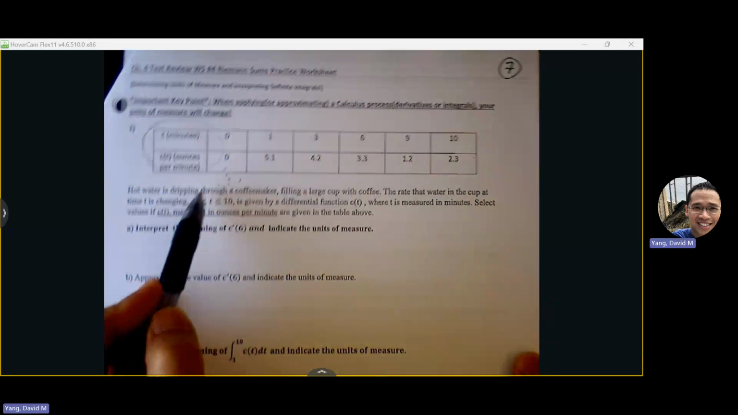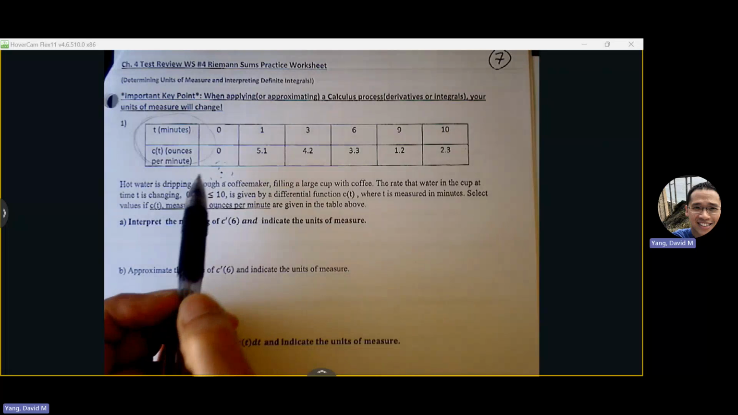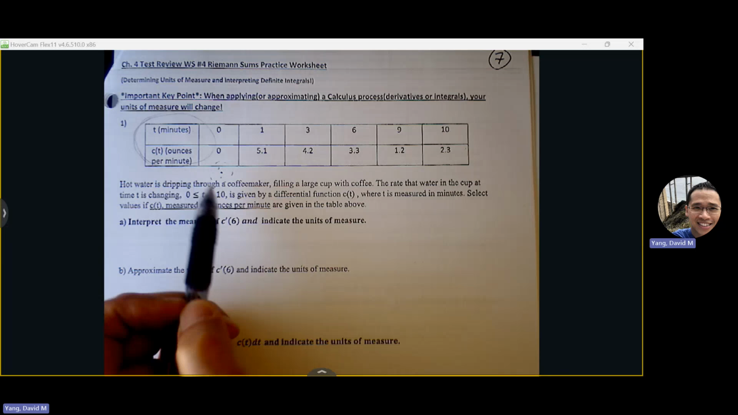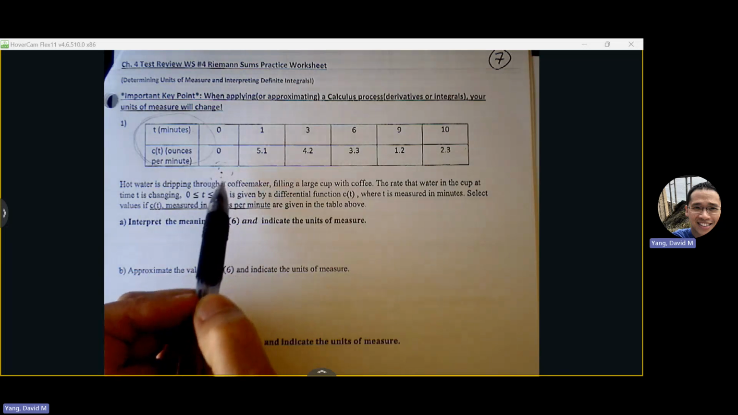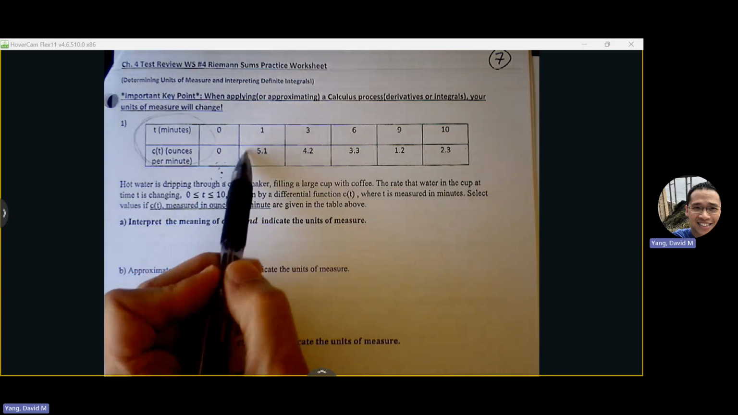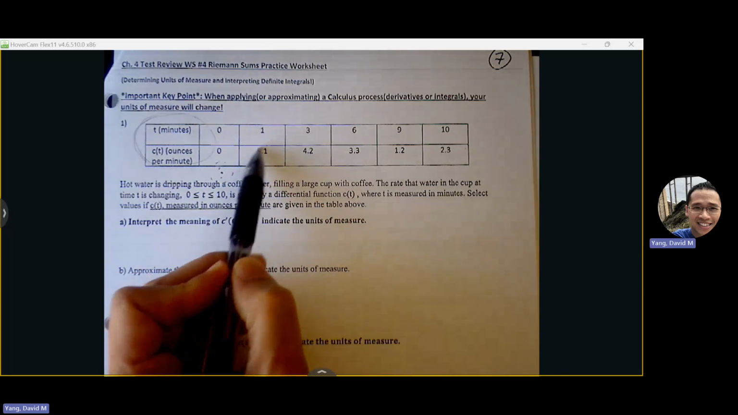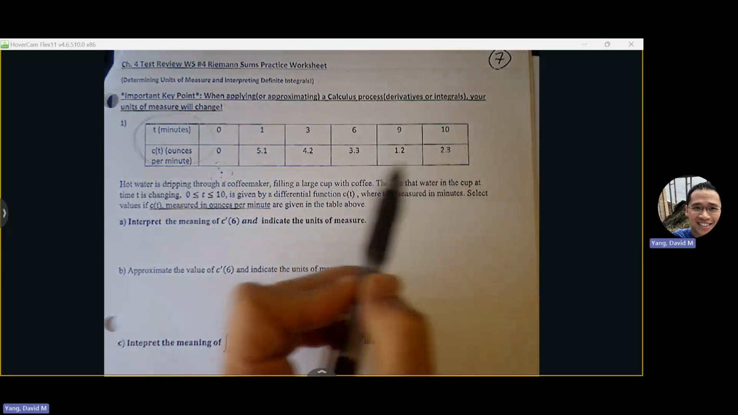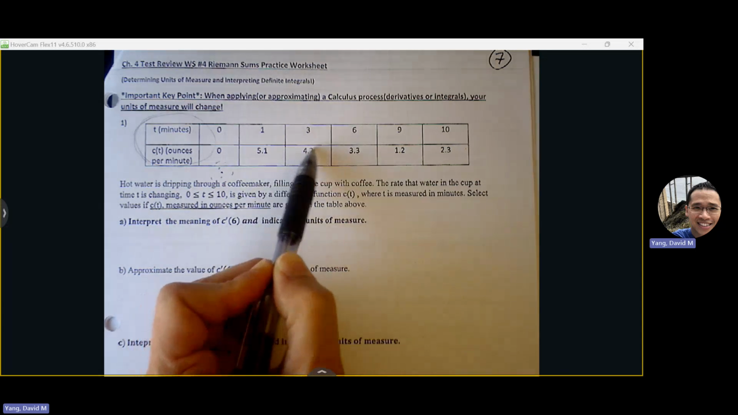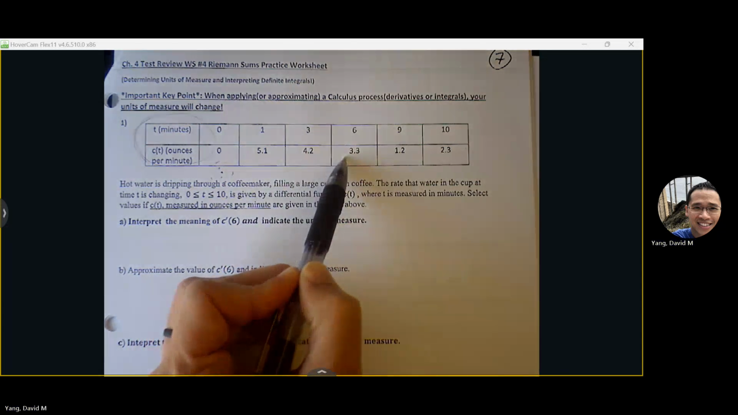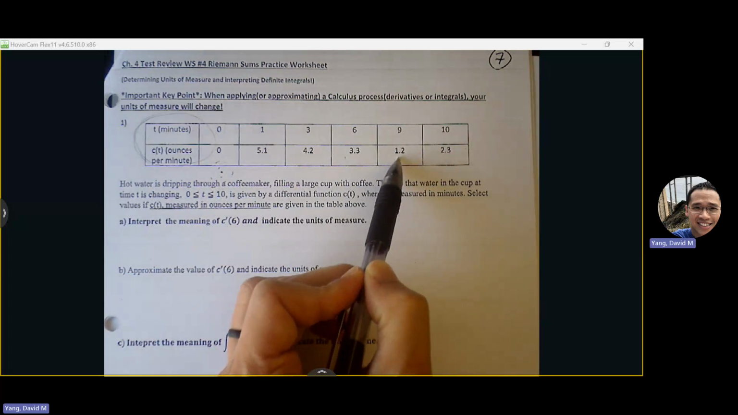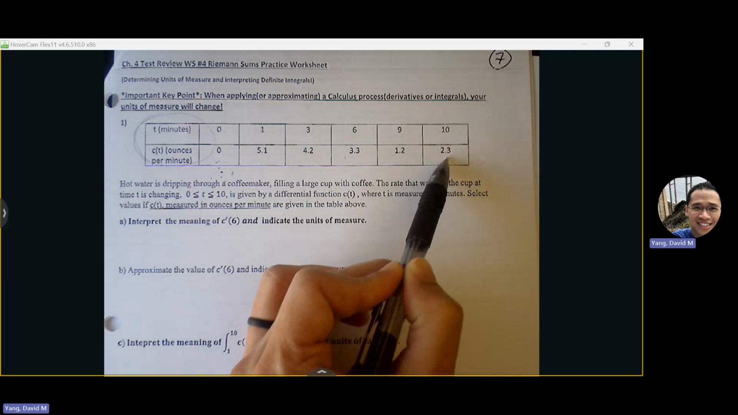Okay. So let's look at this table here. This table tells us the ounces per minute that is added to the cup from the coffee maker. So at 0 minutes, there's no water entering in. 1 minute in, it's coming out at a pretty fast rate, 5.1, well, relative to the other numbers, 5.1 ounces per minute. 3 minutes in is slowing down a little bit, 4.2 ounces per minute. 3.3. By the time it gets to the 9th minute, it's down to a drip, 1.2 ounces per minute. And then at 10, it picks up a little bit, 2.3 ounces per minute.